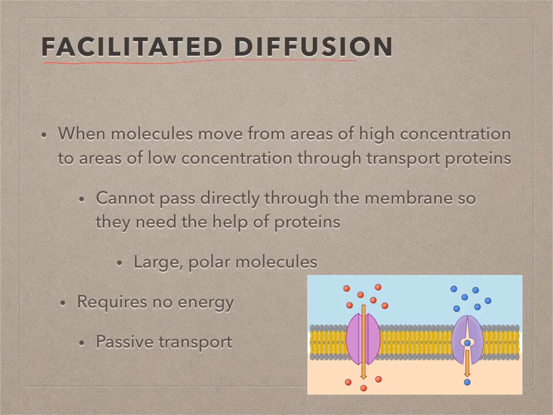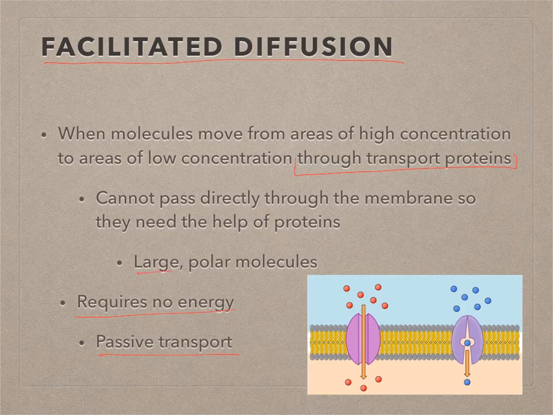Facilitated diffusion is diffusion with help. It's the same idea as simple diffusion, when molecules move from areas of high concentration to areas of low concentration without energy being required by the cell. So it's still passive transport, but because of the size, shape, or charge of the molecules, they have to go through transport proteins. They can't pass directly through the membrane, so they need the help of these proteins.